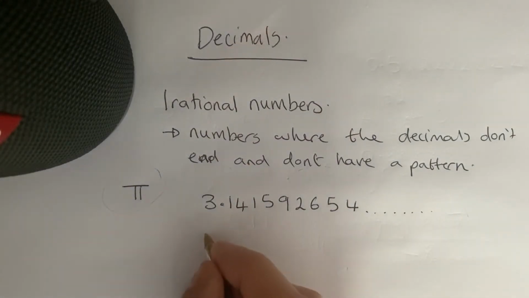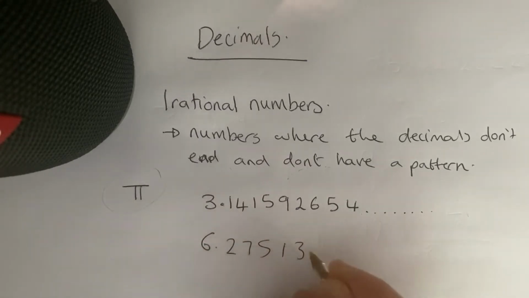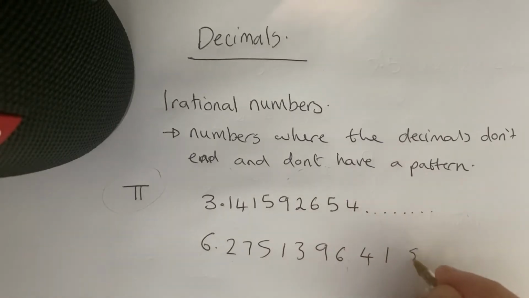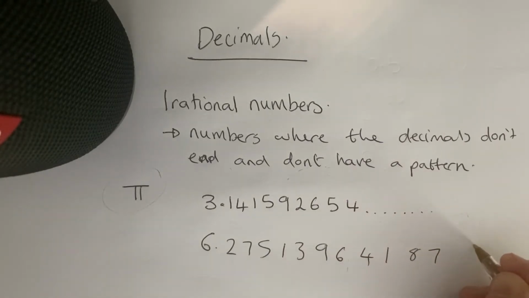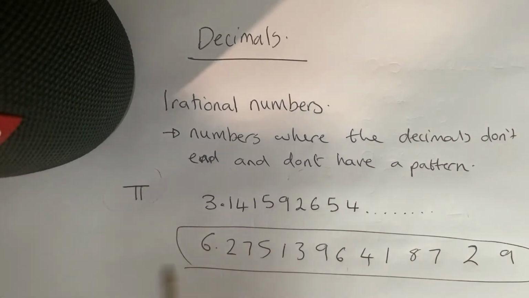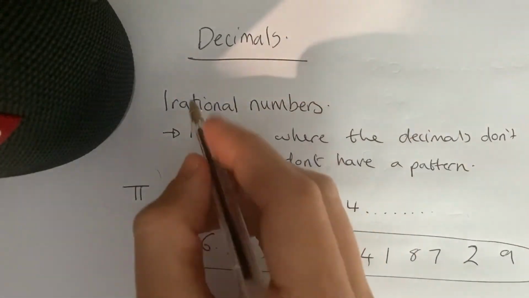I could make up another irrational number. Another irrational number could be 6.2751396418729. Okay, and this is just an irrational number. It's just a number that has no end.